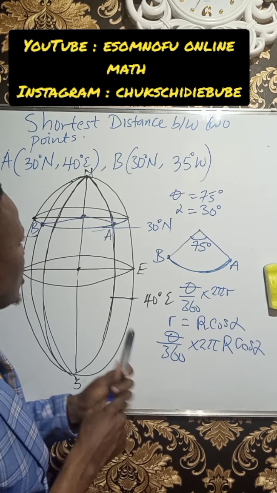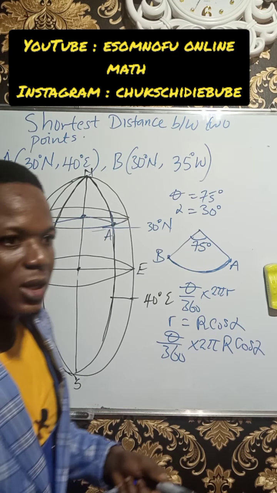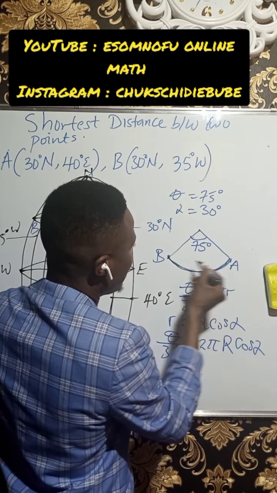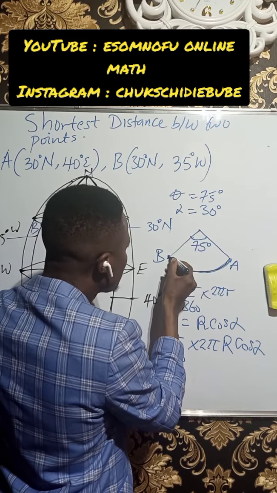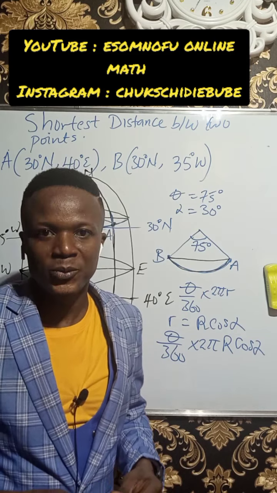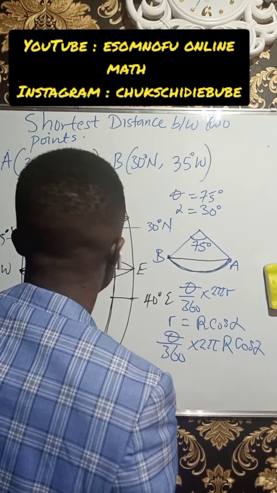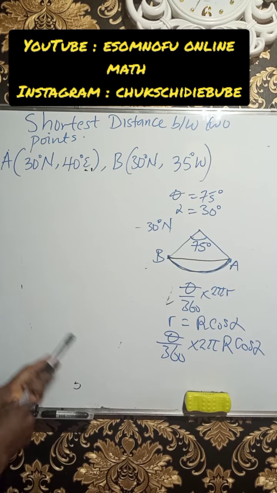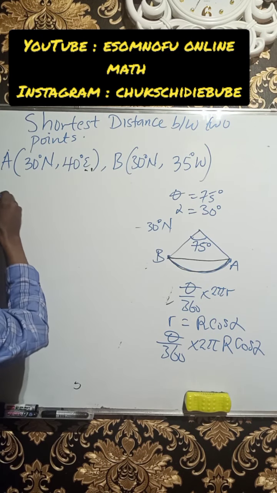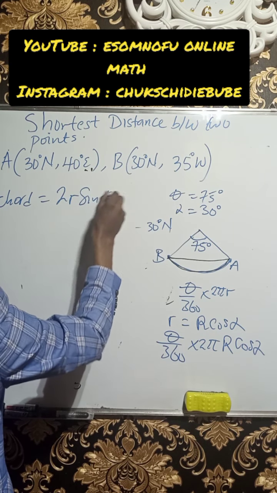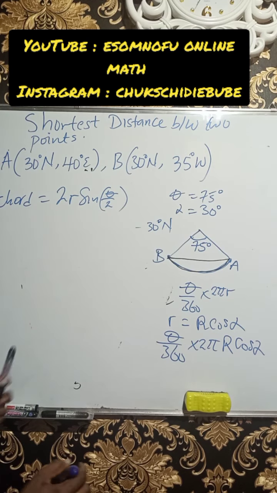But this time around, I don't want to get distance along a parallel of latitude. I want to get the shortest distance, because this distance, which is the length of arc, is too far. The shortest distance between A and B can just be this particular line here. This line which I have drawn is a chord. And remember, there is a formula that is used in getting the length of a chord. Length of chord is equivalent to 2r sine theta over 2. That's the formula you use in getting the length of a chord.